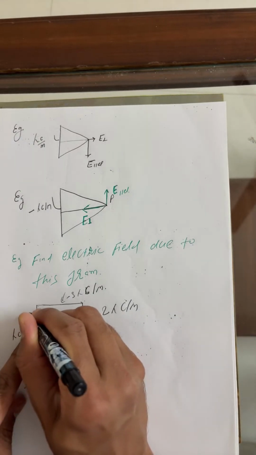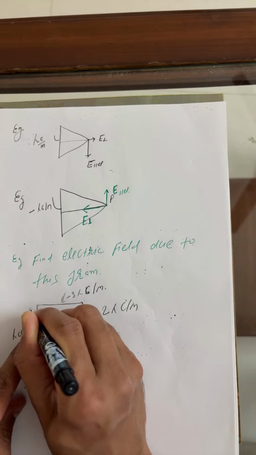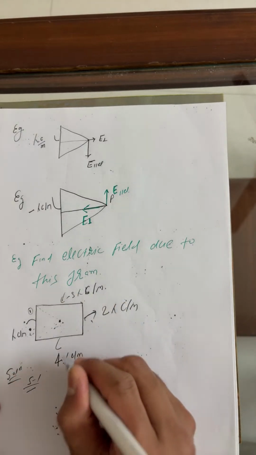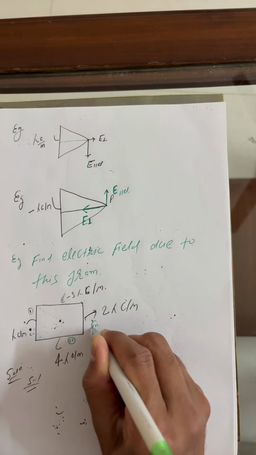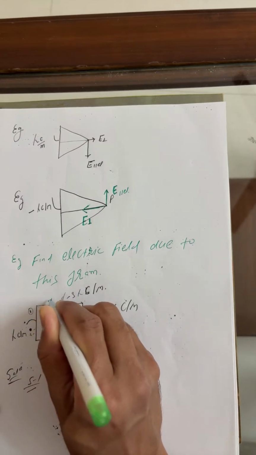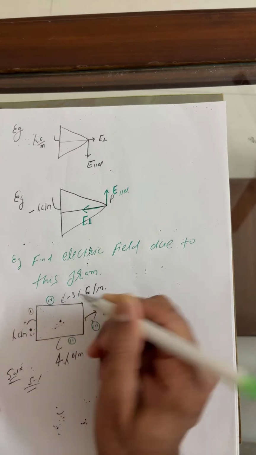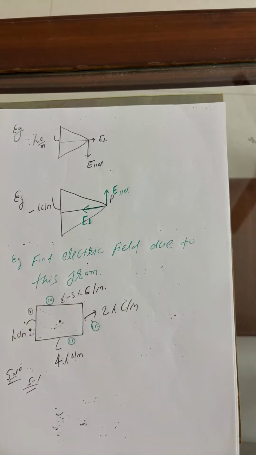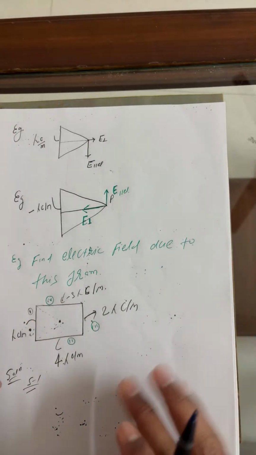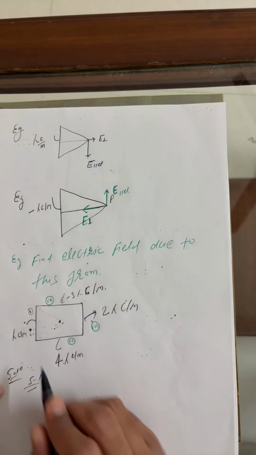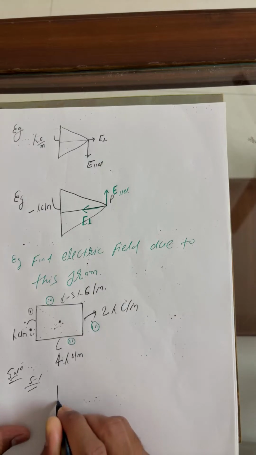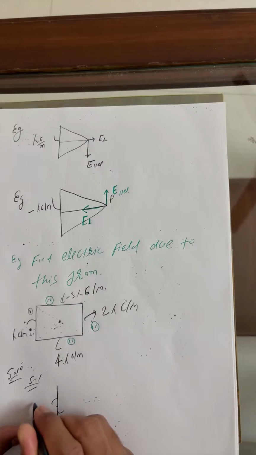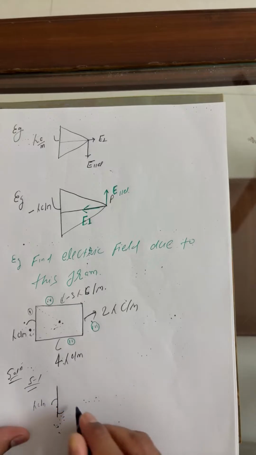For my own convenience, I'm calling this wire one, this wire two, this wire three, and this wire four. This is my own consideration. Okay, fine. So here, students, I'll take all the wires one by one. First I'm considering wire number one. So what's the charge over there? This is lambda coulomb per meter.